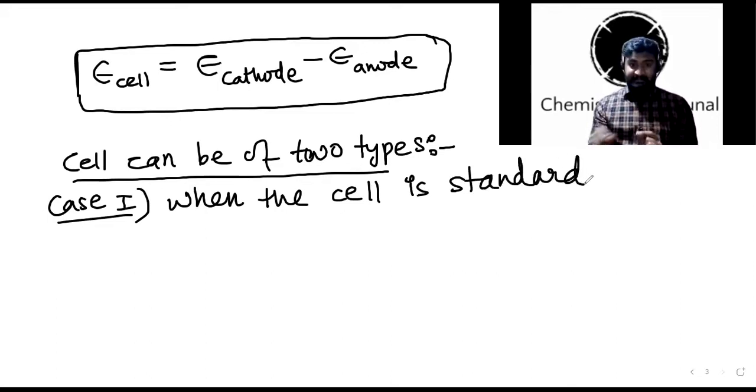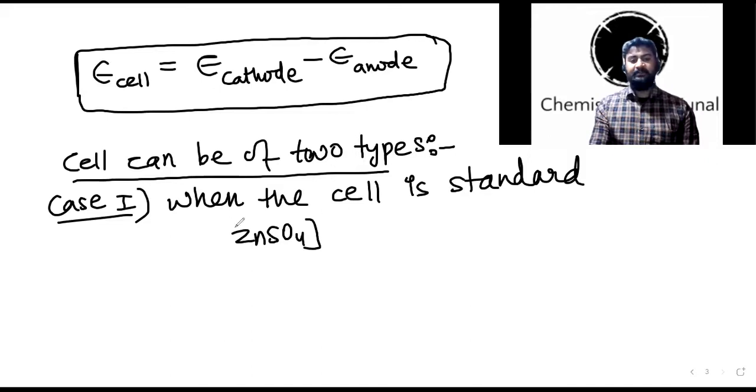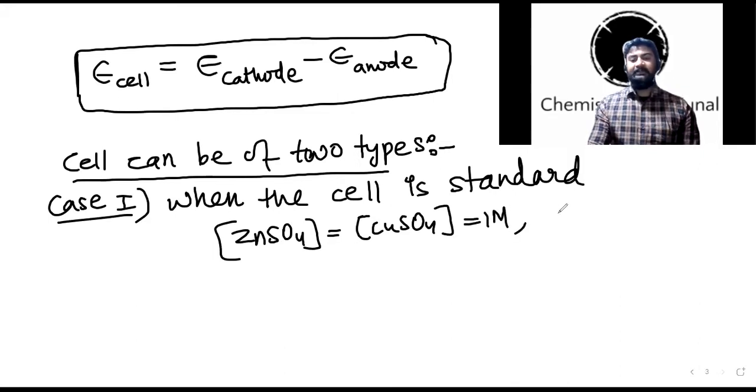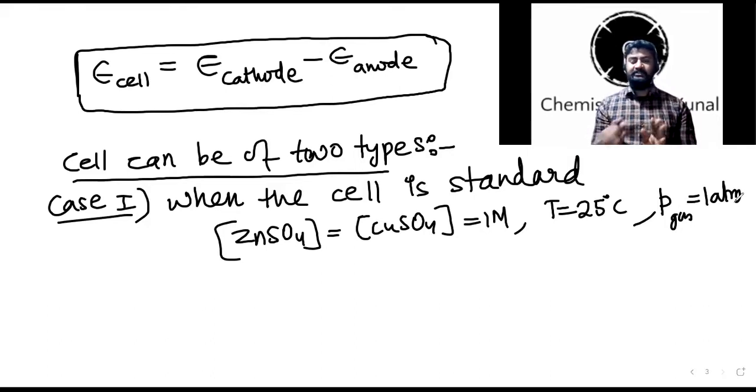A cell will be standard when you see that the concentration of, for example, zinc sulfate ion and copper sulfate ion, all of these concentrations are given as 1 molar. Temperature is 25 degrees Celsius. If there is any gas component involved, the pressure of that gas is 1 atm. So if you have all these conditions in the question, the cell is standard. And for that, E cell becomes E naught cell.